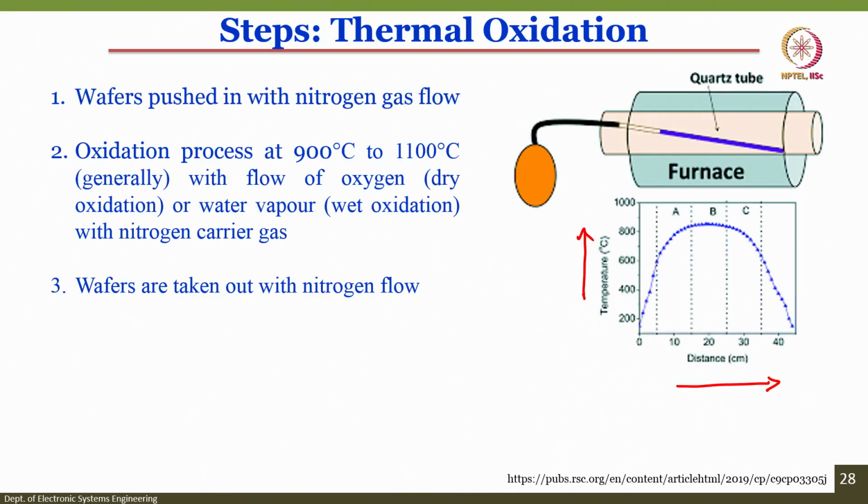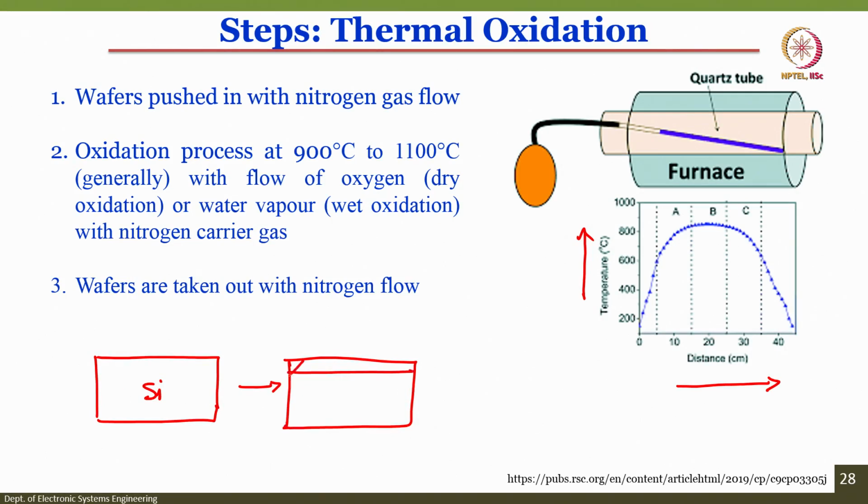Now, the question is, once you grow the silicon dioxide, you want to understand what is the thickness of silicon dioxide. What does it mean? Suppose I have a silicon wafer and I grow silicon dioxide on the silicon wafer. Now, if I claim that this silicon dioxide is 1 micrometer, how would I know?